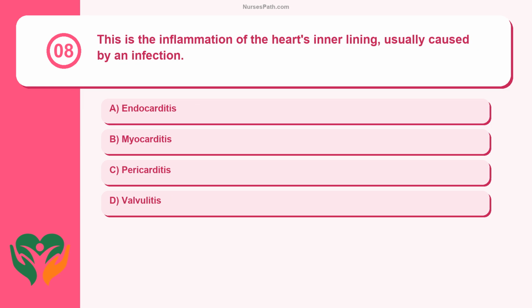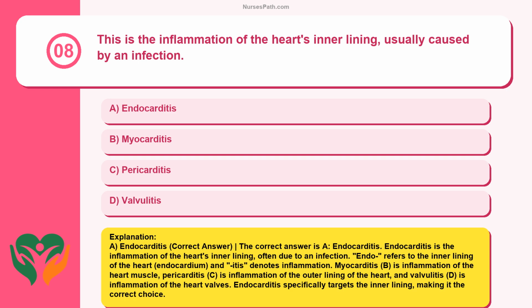Question 8. This is the inflammation of the heart's inner lining, usually caused by an infection. Endocarditis, myocarditis, pericarditis, valvulitis. A. Endocarditis, correct answer. The correct answer is A. Endocarditis. Endocarditis is the inflammation of the heart's inner lining, often due to an infection. Endo- refers to the inner lining of the heart, endocardium, and -itis denotes inflammation.